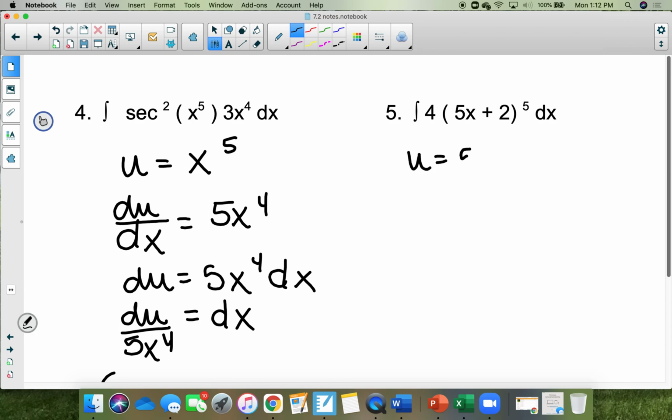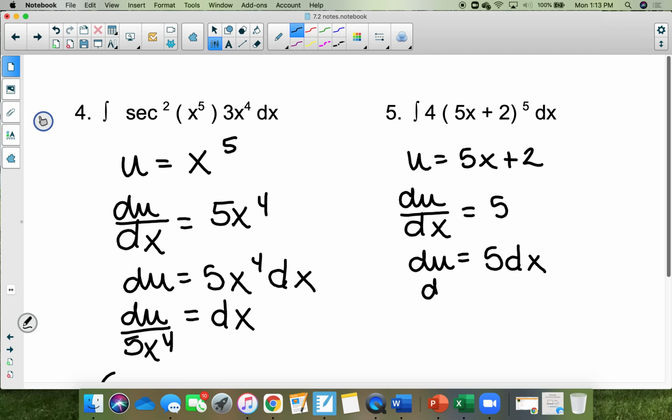Let u equal 5x plus 2, that's the inside part. Take the derivative of the inside part, which is 5. du is equal to 5 dx, so du divided by 5 equals dx. You always solve for dx. Once you get that done, you can make your integration sign. You're going to leave the 4. You're going to replace the 5x plus 2, so it's u to the 5th, and you're going to replace the dx with du divided by 5.